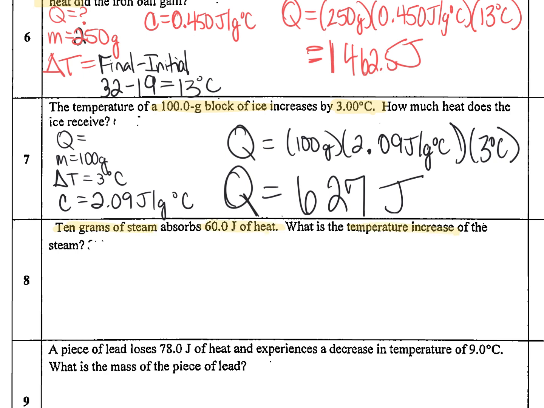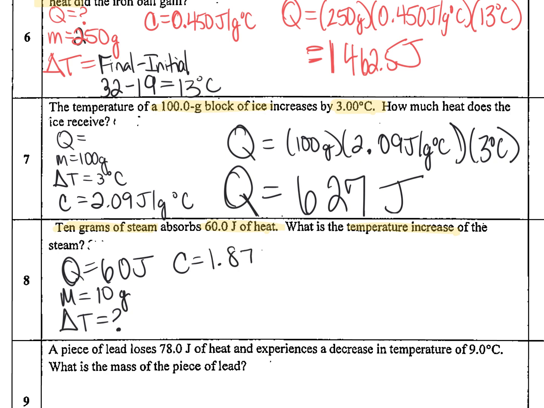The next one says 10 grams of steam absorbs 60 joules of heat. What is the temperature increase of the steam? So this one is a little bit different. We are given our Q as being 60 joules. We are given our mass of 10 grams. We need to find our temperature change, and we're going to have to look at that chart again. The specific heat of steam is 1.87 joules per gram degrees Celsius.